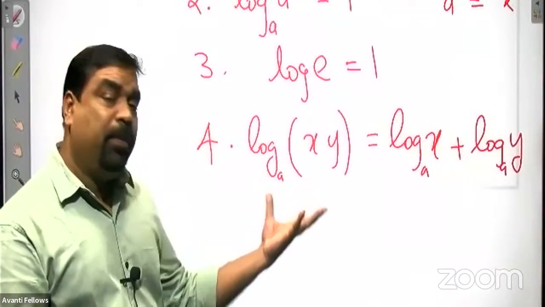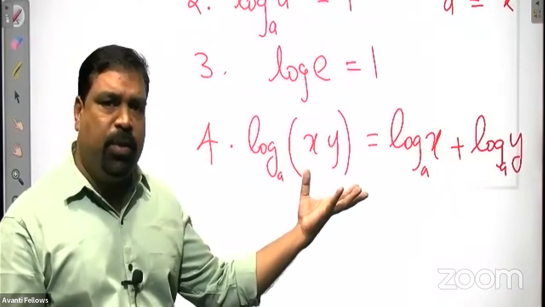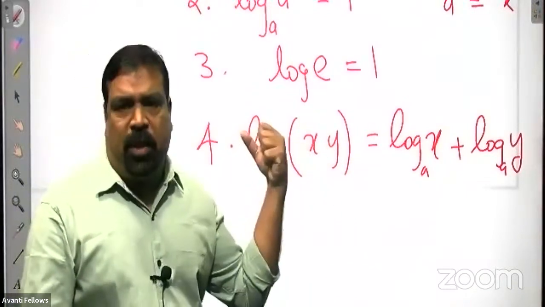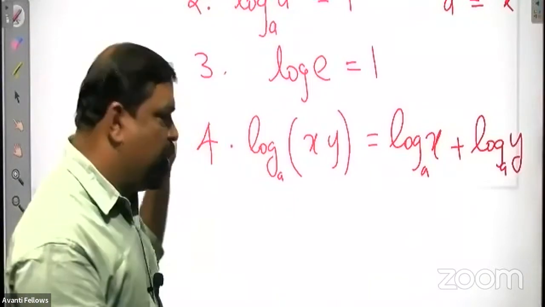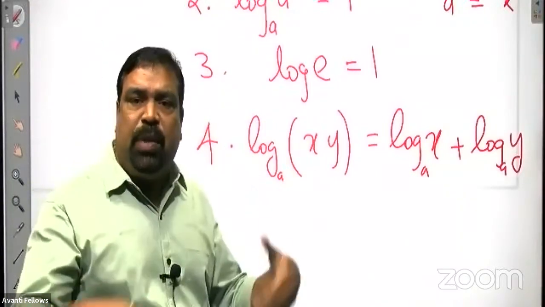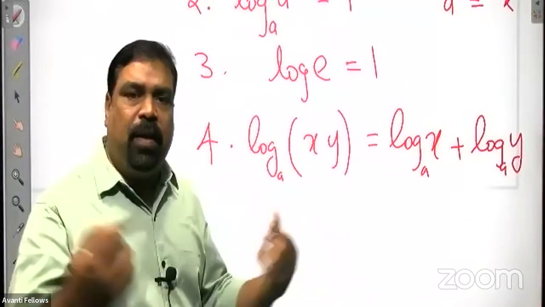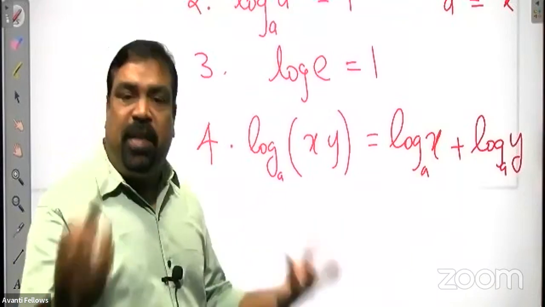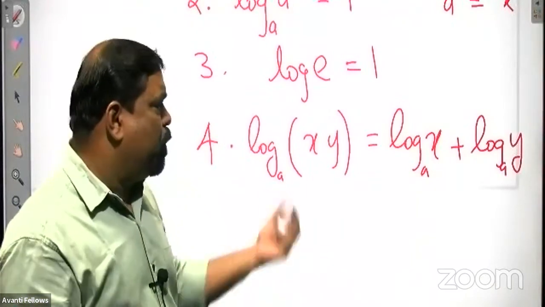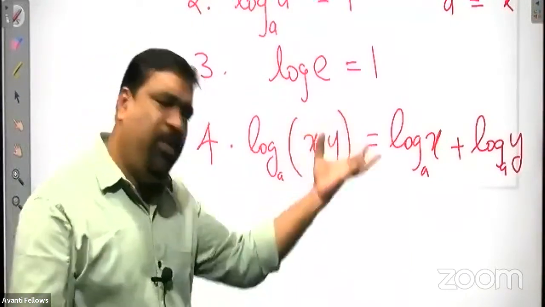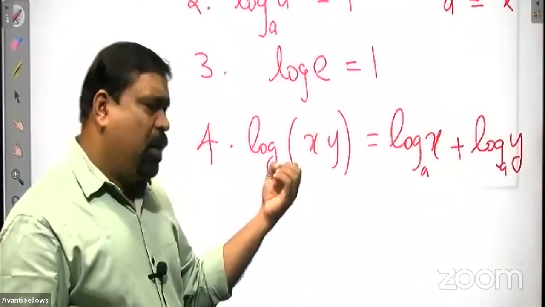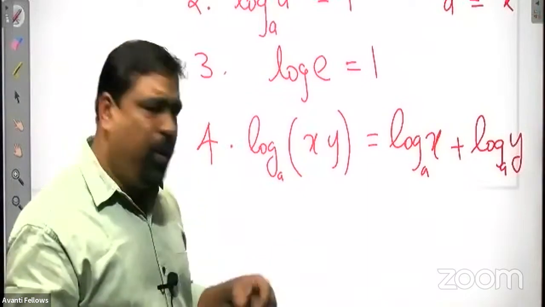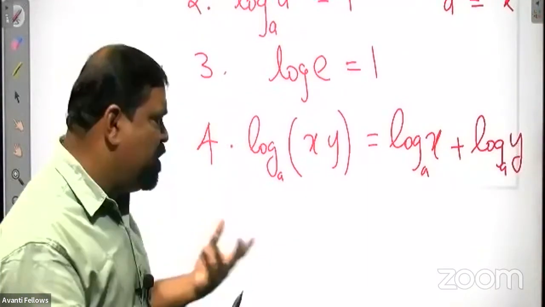All these are coming from the exponential properties. The basic properties you already know: a raised to m into a raised to n equals a raised to m plus n, and a raised to m divided by a raised to n equals a raised to m minus n. The proof is very simple, but it is not required from the examination point of view. You can try it by yourself.